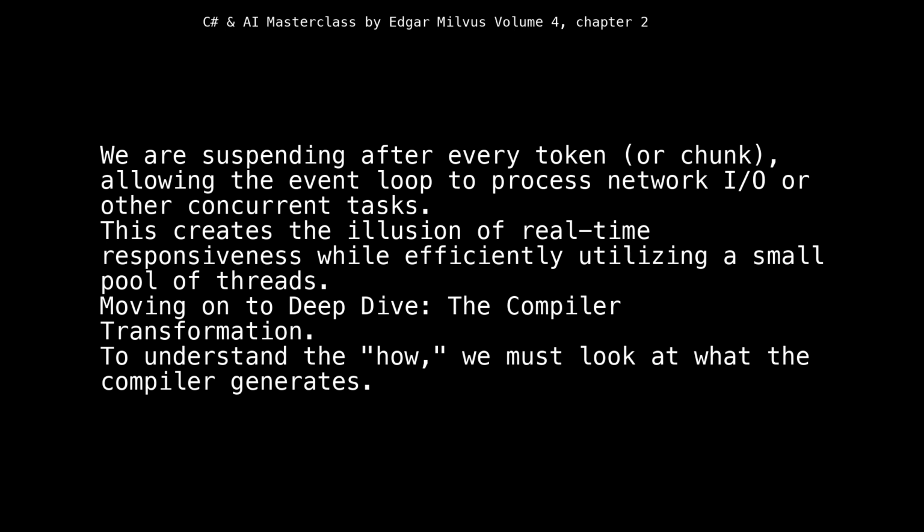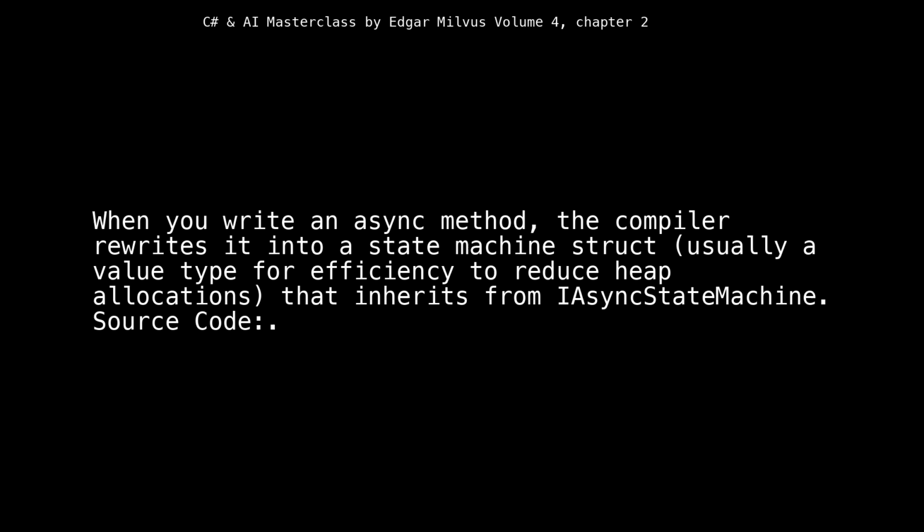Moving on to the deep dive: the compiler transformation. To understand the how, we must look at what the compiler generates. When you write an async method, the compiler rewrites it into a state machine struct, usually a value type for efficiency to reduce heap allocations, that inherits from AsyncStateMachine.